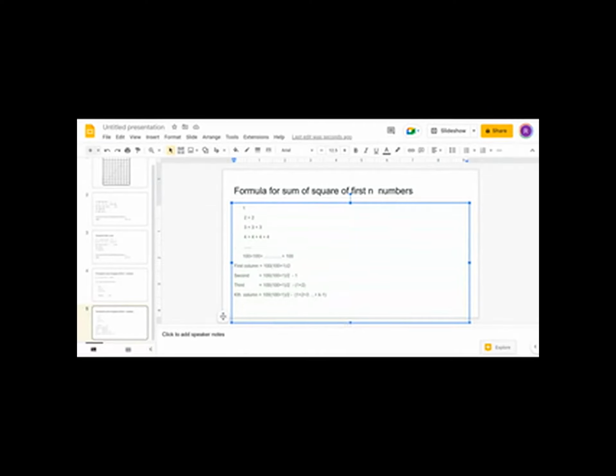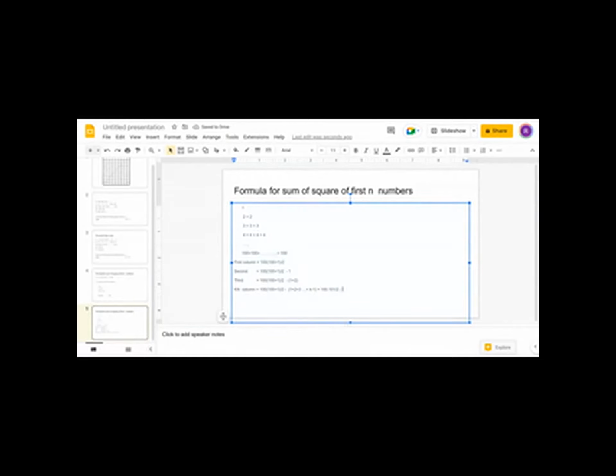Okay, so sir, for the kth one, I will be doing 100 into 101 by 2 minus the sum 1 plus 2 plus 3 till k minus 1. So that means I have to remove the sum of the first k minus 1 numbers. Now, can we use the formula to simplify this? What is 1 plus 2 plus 3 till k minus 1?